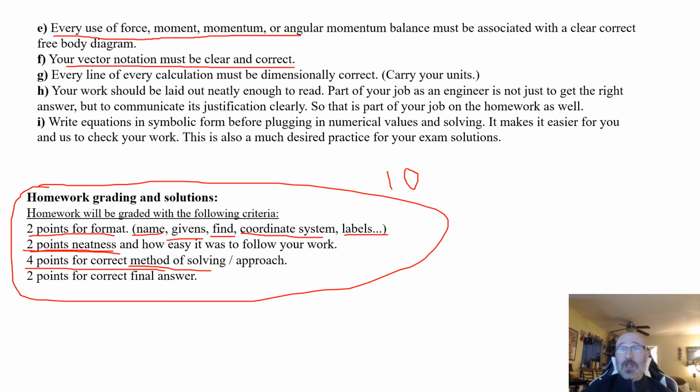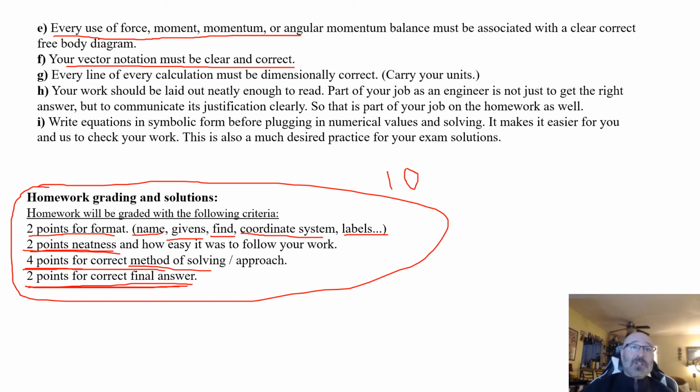Even if you plugged something in wrong during that approach, if you've chosen the correct solution method, the correct governing equation, you can still gain all 4 points there. Your last 2 points are the correct final answer. So this, only 2 out of the 10 points there. So if you did plug something in wrong, drop a negative, and it does bump your answer wrong, you're not going to lose a ton of points. You're just going to lose 20% there at the most. And if it's a carry through and we can see it's just a negative, you probably won't even lose the full 2 points on that there.